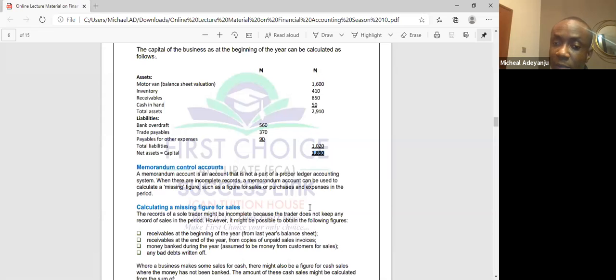The receivables at the beginning of the year, that is from last year's balance sheet. The receivables at the end of the year from copies of unpaid sales invoices. Money banked during the year. We assume that this money is from customers. Any inflow from the bank is from customers. And any bad debt written off.